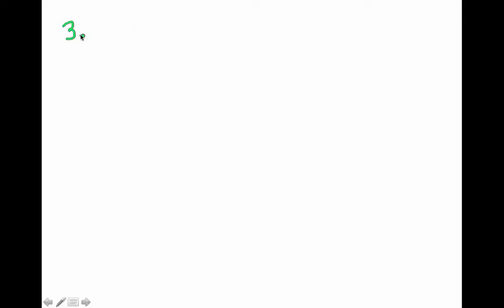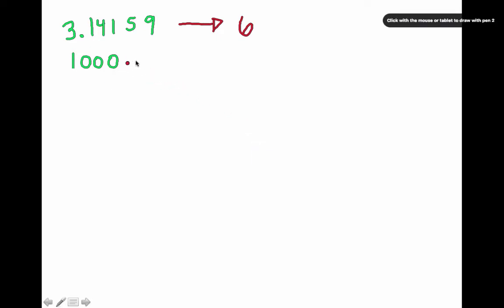So if we have the number 3.14159, then this number has 6 significant figures. 1, 2, 3, 4, 5, 6. Every digit gives us useful information here. If we had a number like 1,000, this number has 1 significant figure. Only the 1 is interesting. We don't know anything for sure about the hundreds, tens, or tenths digit. The zeros may be placeholders for something that was rounded.